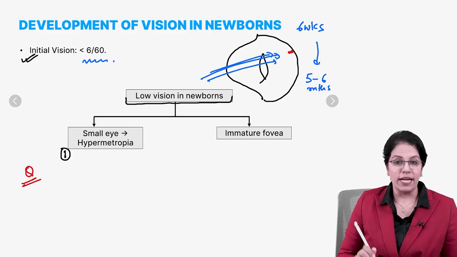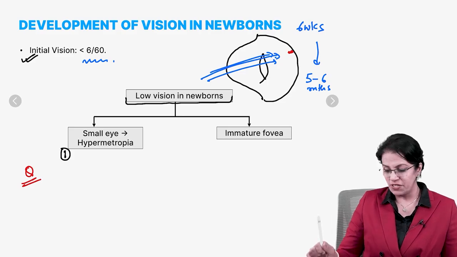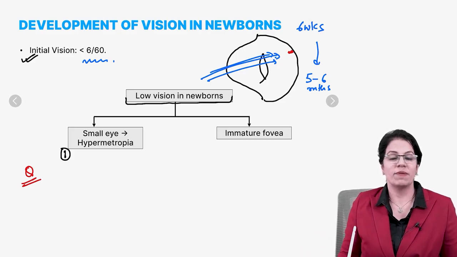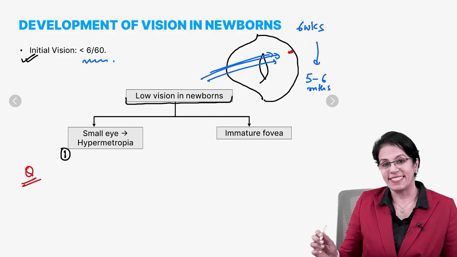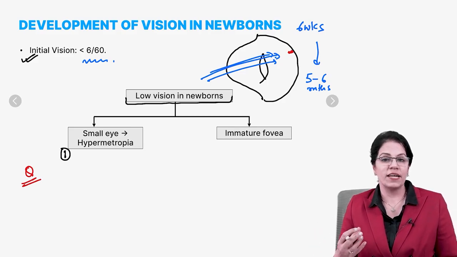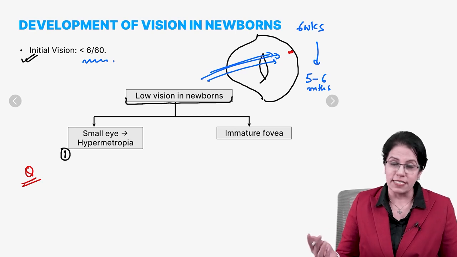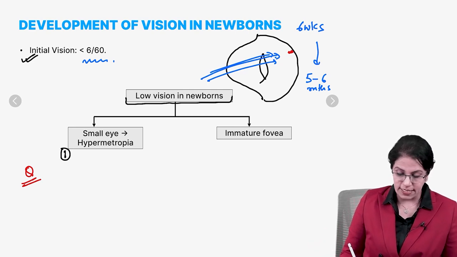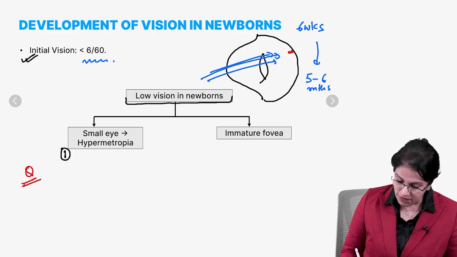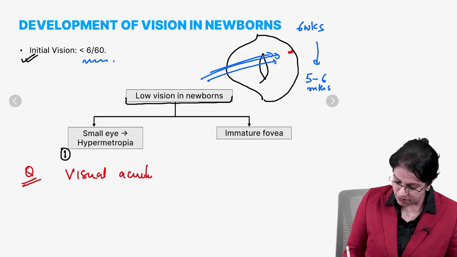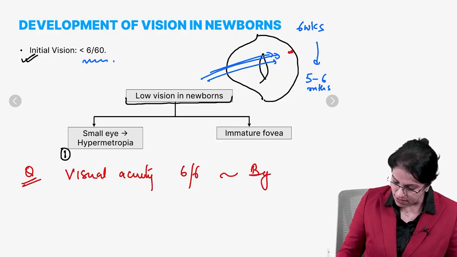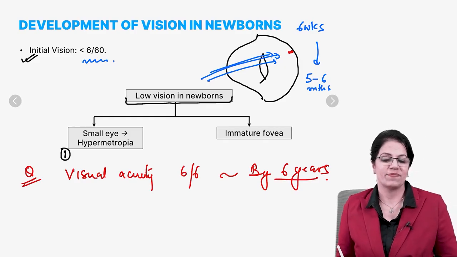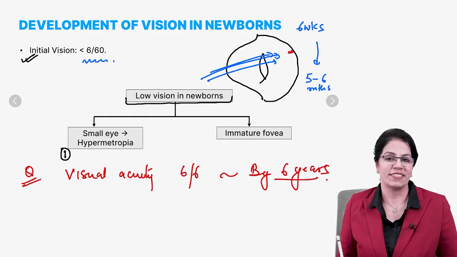There was one more question I'm reminded of. At what age does the vision become 6/6? We are saying the newborn visual acuity is 6/60 or less than 6/60. When will the visual acuity become 6/6? Which age? Generally by 6 years. Please learn, easy to learn. Everything is 6 here. So generally by 6 years. Okay, so this was your exam question.